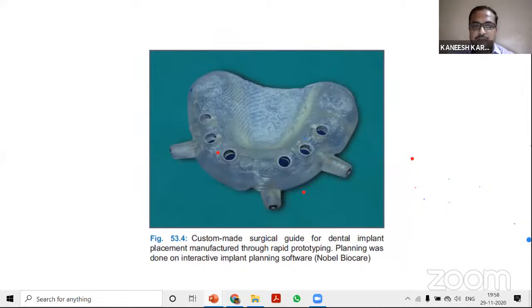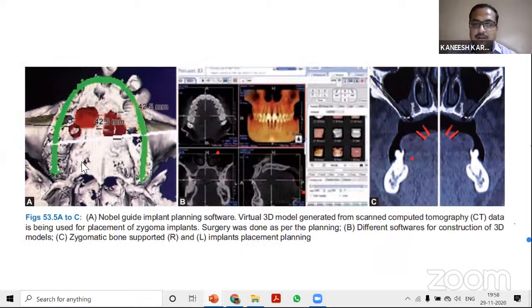So this is the software, NobelGuide implant software, which has a virtual 3D model generated from the scanned computed tomography data of the patient, used for placing zygoma implants. Surgery was done as per the planning. These are the different softwares for construction of 3D models which are available.